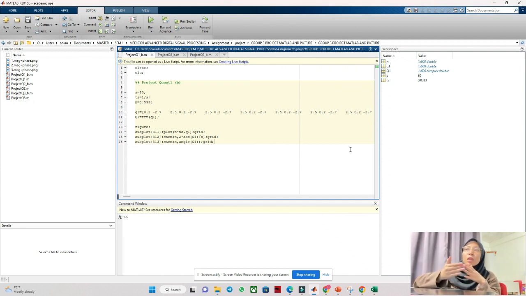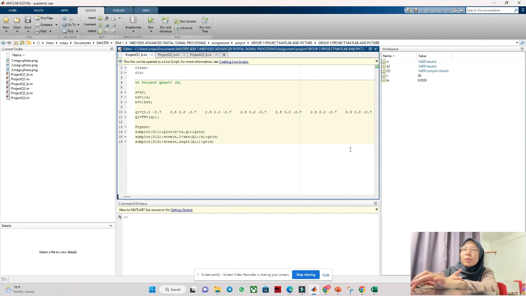Next is the coding for the time sampling, which is 1 over S, and then N is the number of samples of the signal, from 0 until N minus 1. For signal 1, all of the data gives us 600 samples. That's why 600 minus 1, we get 599.